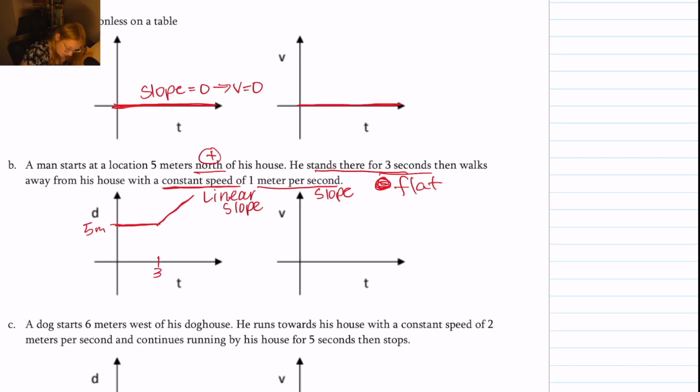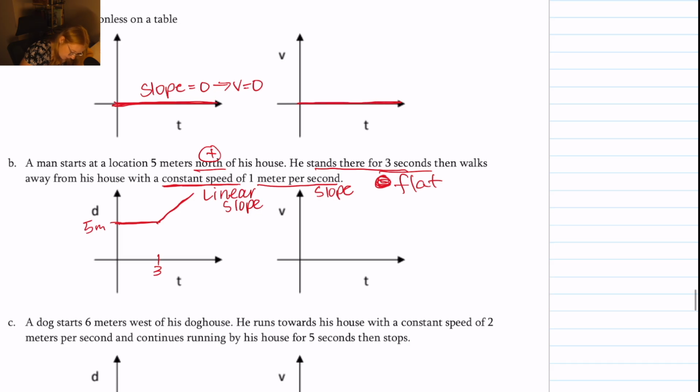Okay, so let's look at the slopes of these lines. From 0 to 3 seconds, that slope was 0. So at this point, the velocity should be 0. We're always just looking at the slope. So for the first 3 seconds on our velocity graph, we want to draw it at time 0. The velocity should be 0. So we're going to draw it on the axis for the first 3 seconds.